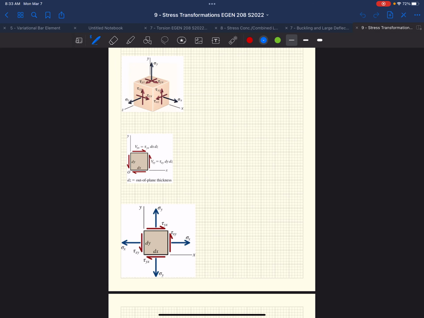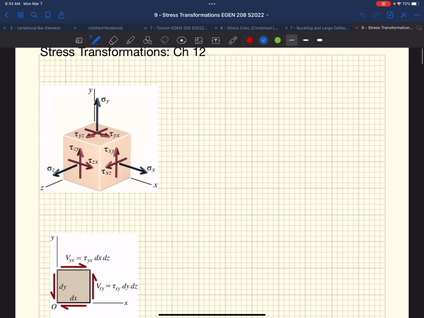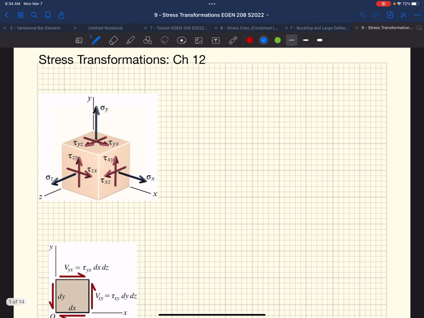So we're done with that. We're going to jump to chapter 12. Particularly, it's 12.1 through 12.11. It's really what we're looking at.